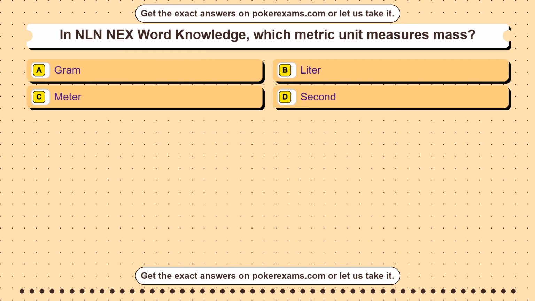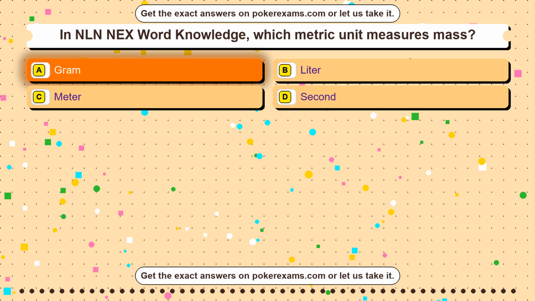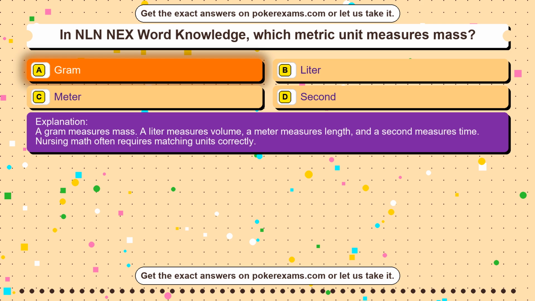Question 33. In NLN NEX Word Knowledge, which metric unit measures mass? Option A, gram. Option B, liter. Option C, meter. Option D, second. The correct answer is option A, gram. A gram measures mass. A liter measures volume, a meter measures length, and a second measures time. Nursing math often requires matching units correctly.